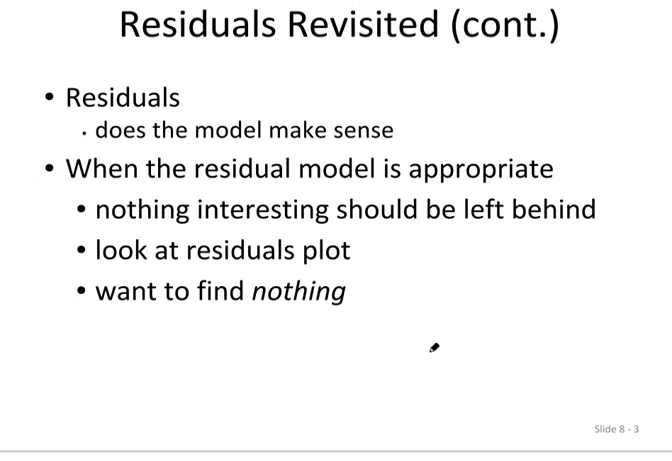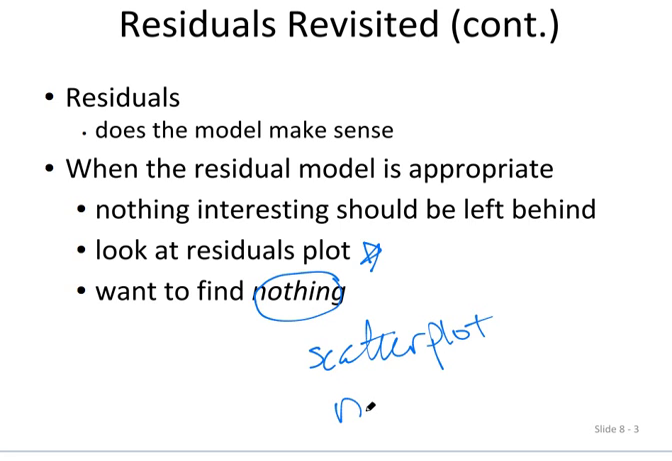Okay, so the question with the residuals is, does the model actually make sense? We're going to be looking at what's called a residual plot. When we look at the residual plot, we don't want to see anything interesting. We want it to not look like a line or a curve or anything else. That tells us that nothing interesting has been left behind, that the model is a good one. So we're going to look at the residuals plot. What we mean when we find nothing is that the scatter plot should show no relationship or association.